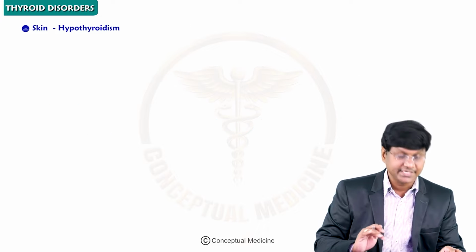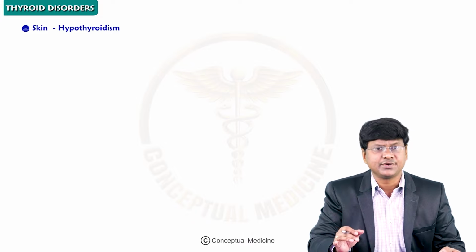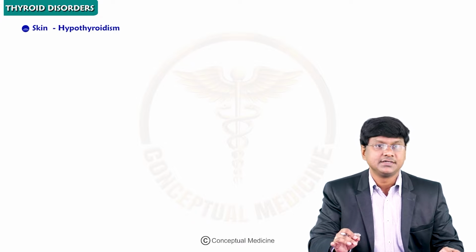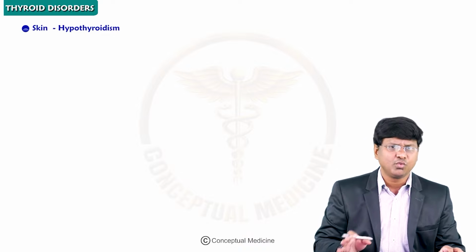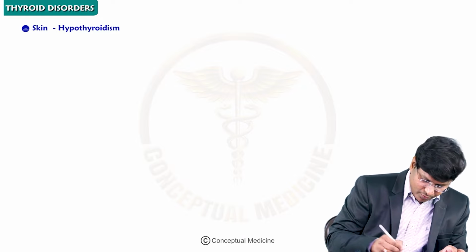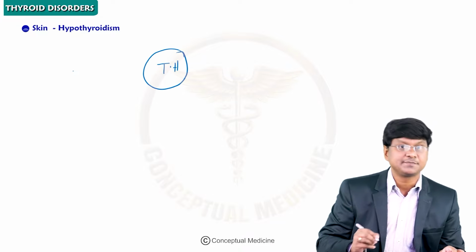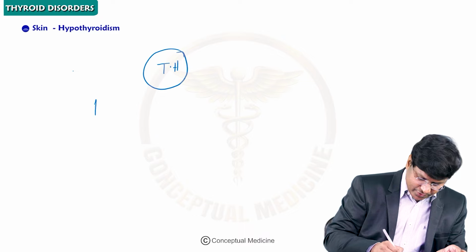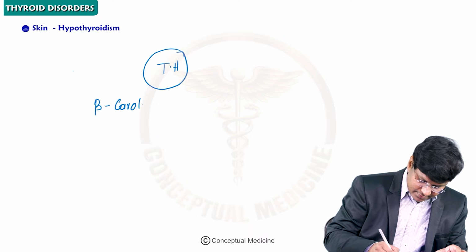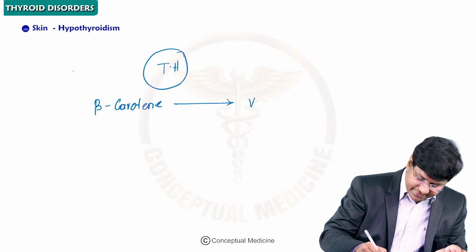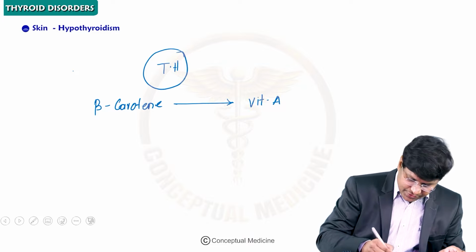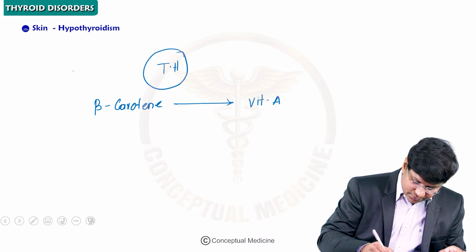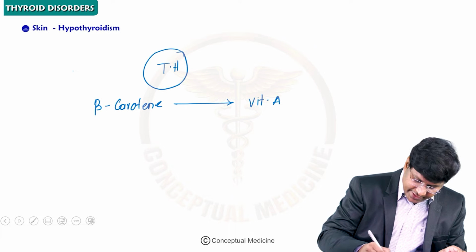Then followed by that, the skin. See, skin in hypothyroidism will be yellowish in color. Now, why is this particular skin yellowish in color in patients with hypothyroidism? That is because of carotenemia. Let me explain what this carotenemia is. See, if thyroid hormone is there, your beta carotene in the liver is converted into vitamin A. That is the function of the thyroid hormone. Now in hypothyroidism, what will happen? Thyroid hormone is reduced.